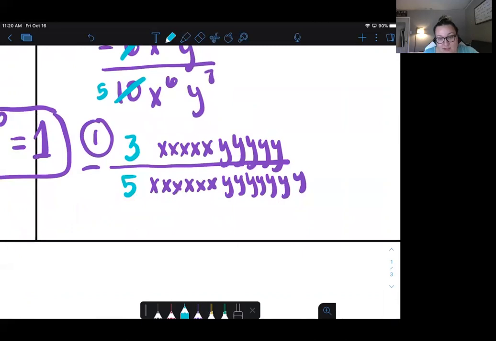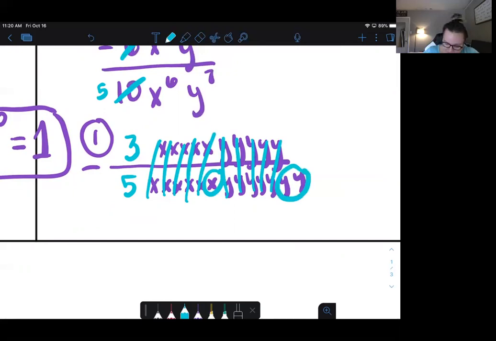Now let's cross out all the things that cancel. So x divided by itself cancels 1, 2, 3, 4, 5 times. Y divided by itself cancels 1, 2, 3, 4, 5 times. We're left with 1x and 2 y's in the denominator. So we end up with -3 over 5. And that negative goes out in front of the whole fraction. The whole fraction is negative. So 3 over 5x, and y times y is y squared.